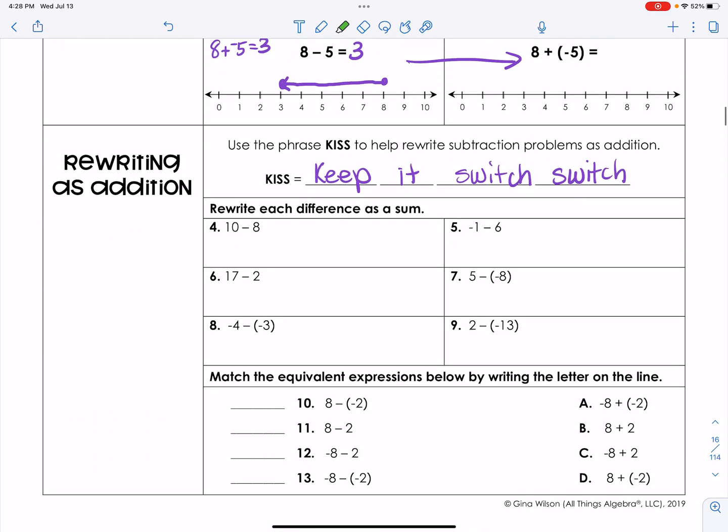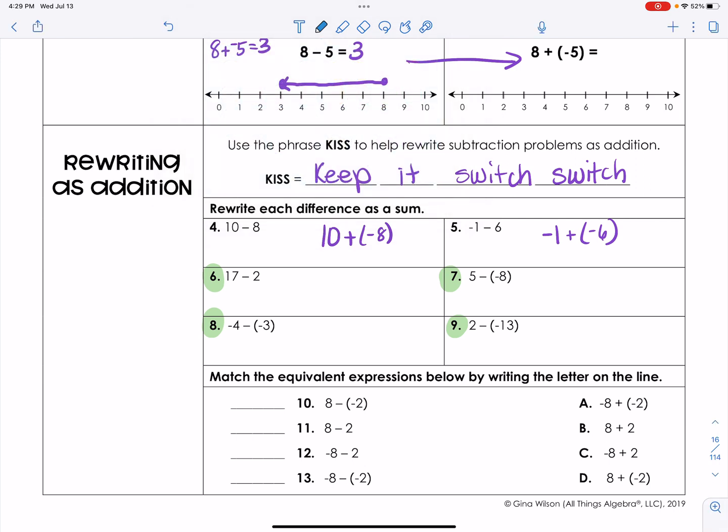Okay, so if I look at this, we're going to rewrite this as a sum. So this is just 10 plus a -8. Okay, this is a -1 plus a -6. Okay, I would like you to pause the video. I'm not even finding answers right now. That's all I'm doing right now is just rewriting them. So pause and do those 4.